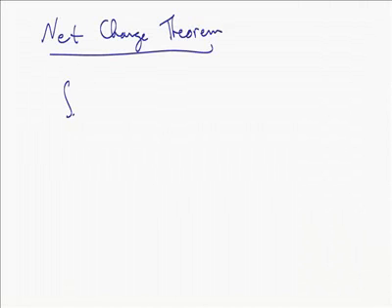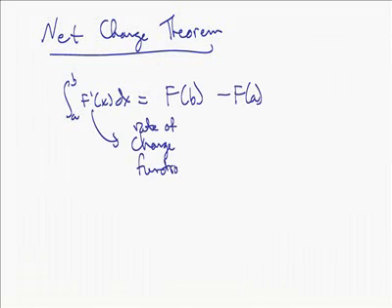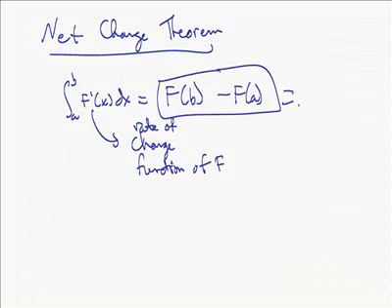In other words, just like it says here, if we take the integral from a to b of F prime of x dx, that's going to be F of b minus F of a, because capital F is, of course, an antiderivative of F prime. So in other words, this is the rate of change function of F. And what it gives you here then is the net change.